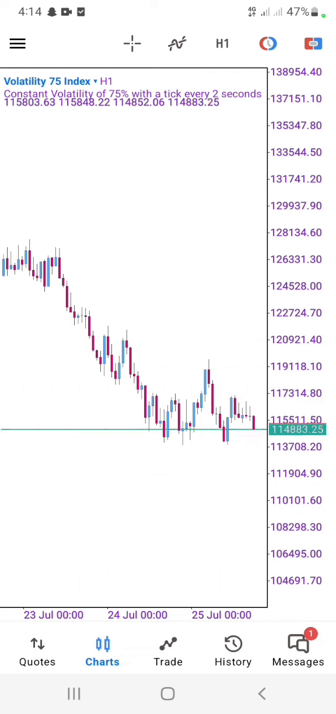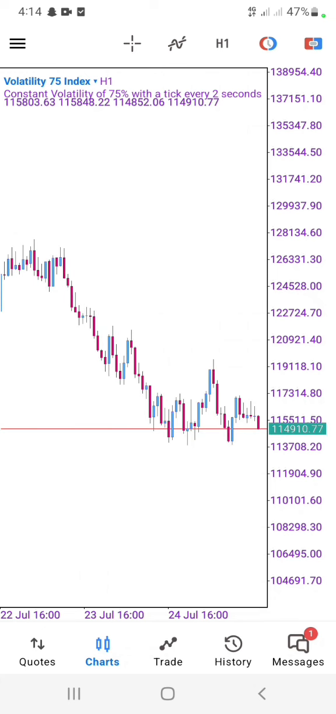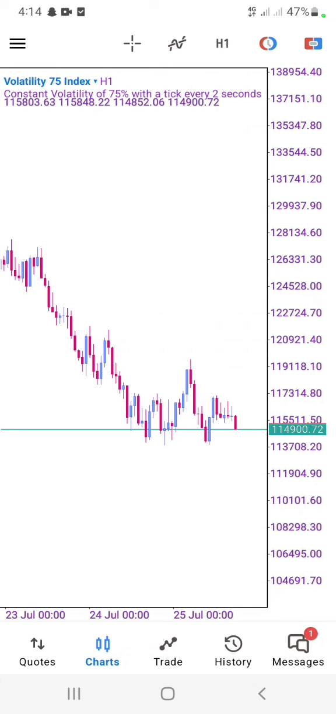So today we are going to be seeing how to scalp VIX75 by using minute 5. First and foremost, what we have to do is dive into higher time frames, and higher time frames are always H4 and H1. So in this video we are going to use H1 by looking at the overall trend of the price.